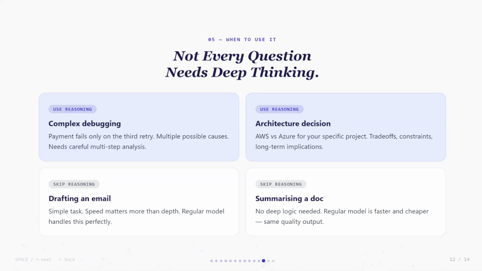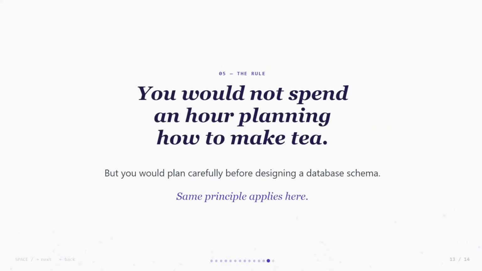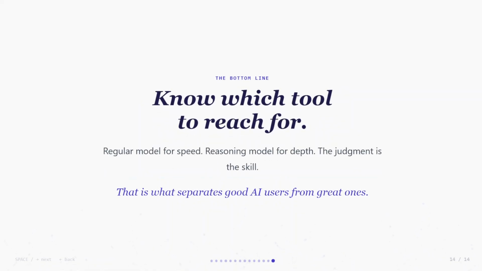Use a regular model when you need something fast and simple, drafting an email, summarizing a document, answering a straightforward question. Think of it this way. You would not spend an hour planning how to make a cup of tea, but you would plan carefully before designing a database schema. The skill is knowing which tool to reach for. That judgment is what separates good AI users from great ones.